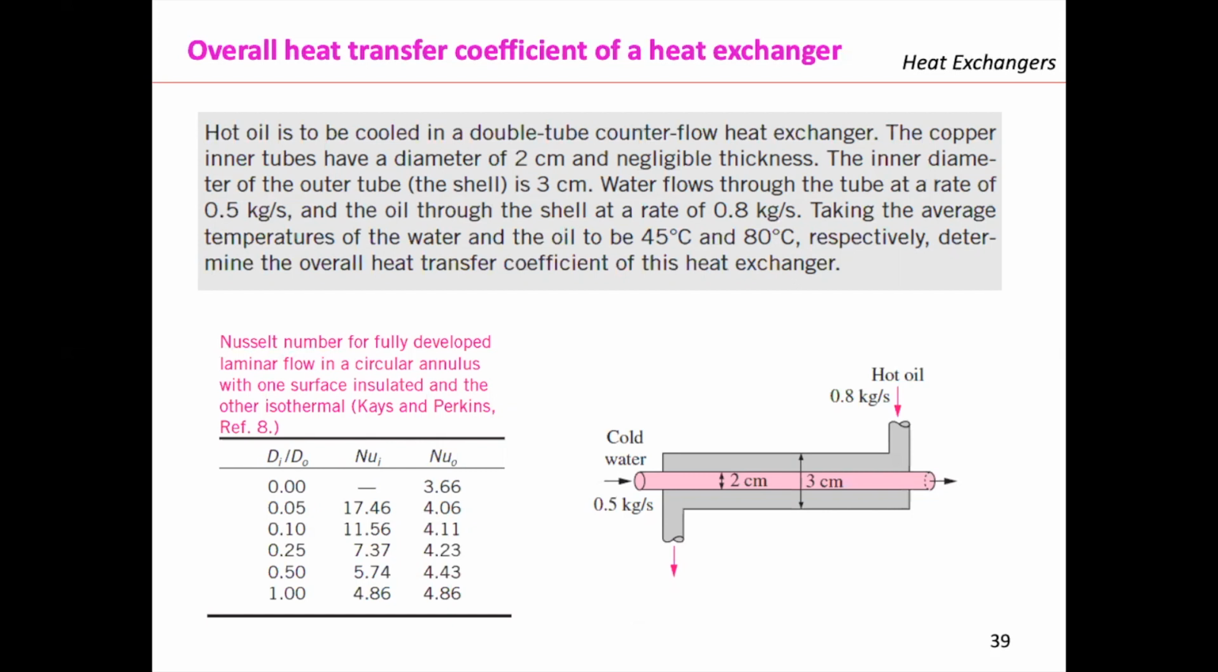So we have hot oil that is going to be cooled in a double pipe counterflow heat exchanger. The copper inner tubes have a diameter of 2 centimeters and negligible thickness. The inner diameter of the outer tube, the shell, is 3 centimeters. Water flows through the tube at a rate of 0.5 kilograms per second, and the oil through the shell, or the bigger tube, at a rate of 0.8 kilograms per second. Taking the average temperatures of the water and the oil to be 45 and 80 respectively, determine the overall heat transfer coefficient for this heat exchanger.